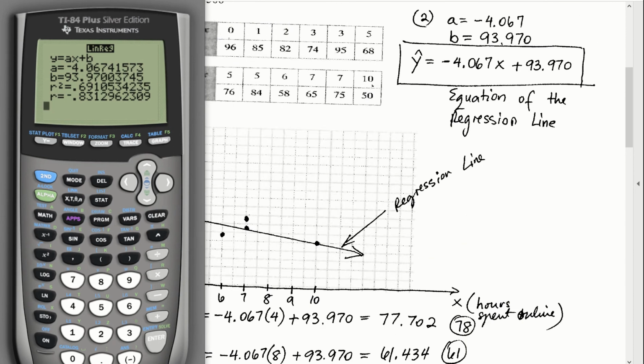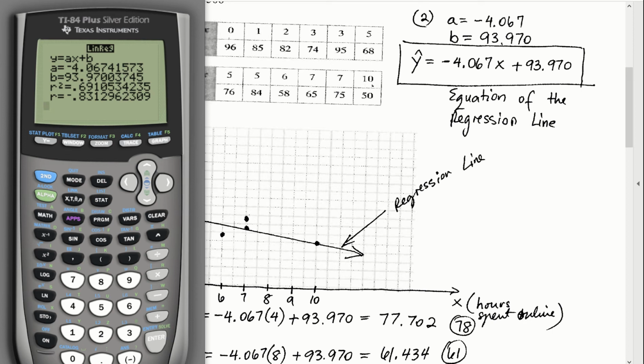We have an R value of negative 0.831, so it is a negative linear correlation. It's not too strong, maybe moderate we might want to call it, because again, it's not too close to negative 1. It's not even negative 0.9 or lower in terms of value, but it's not too bad. So maybe a moderate negative linear relationship here.